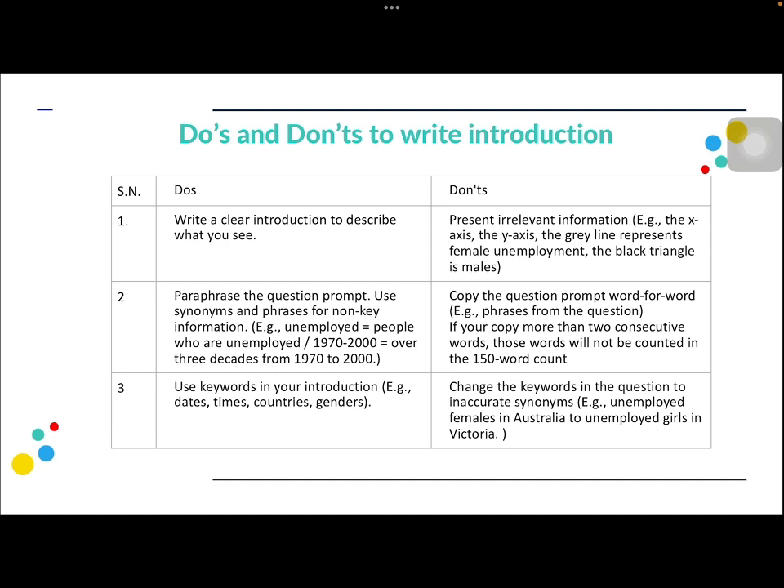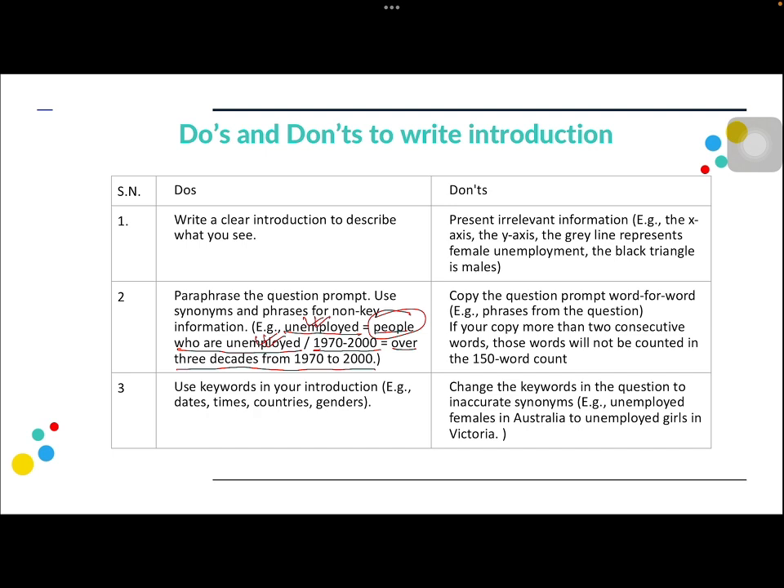For example, here, unemployed becomes people who are unemployed, right? So I'm not changing the major keyword, but I'm just using another language. If 1970 to 2000 is given, then over 3 decades from 1970. So these are a few ways of rephrasing or paraphrasing the question.